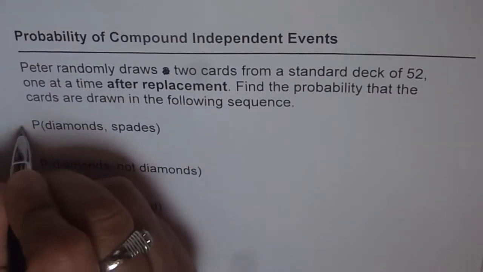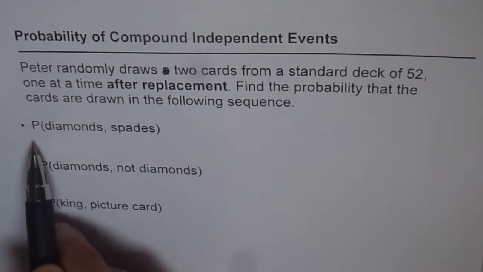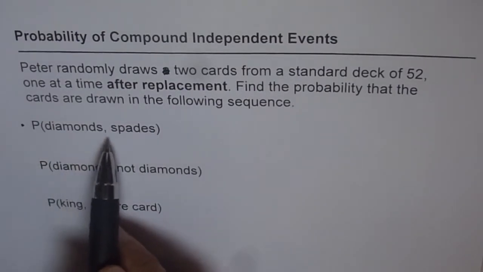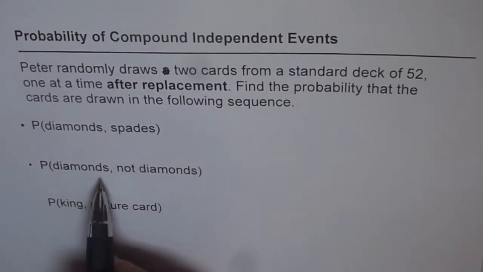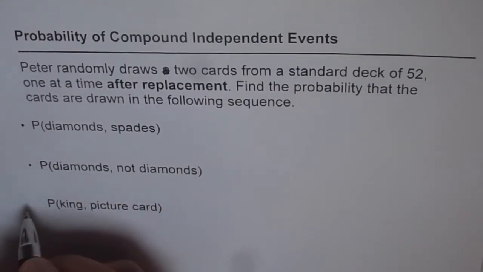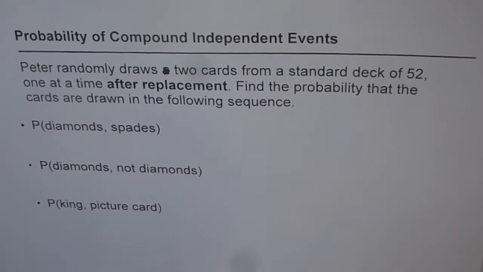So the first sequence given to us is probability of getting diamonds followed by spades. The second one is probability of diamonds followed by not diamonds. And the third one is probability of drawing a king and then a picture card, right?